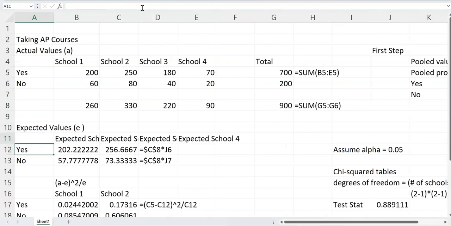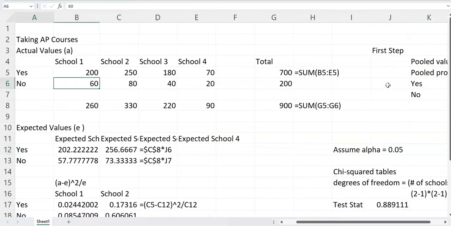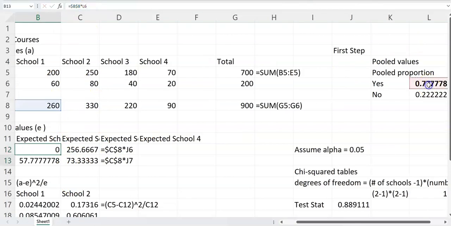Now the expected values are going to change because our proportions have changed to 0.77. So now what we will do is we're going to just update this value. So it's going to be times L. Actually, it was fine. It's L6.